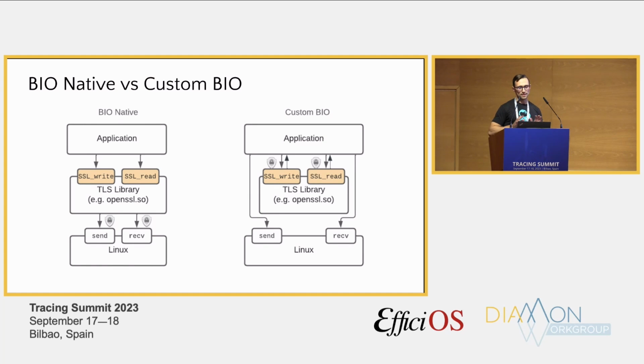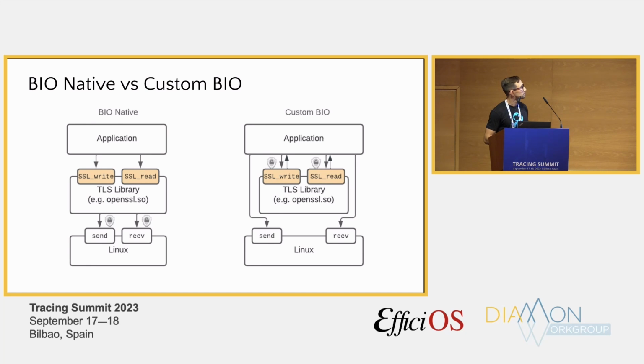So now that we know these classifications, let's take a look at them side by side and see how they work. As I mentioned before, in BIO native, OpenSSL is handling the socket I/O for us, and so we see that all of the syscalls, send and receive, originate from the OpenSSL library. In the custom BIO case, the application is receiving the ciphertext from the TLS library and then later calling send and receive.